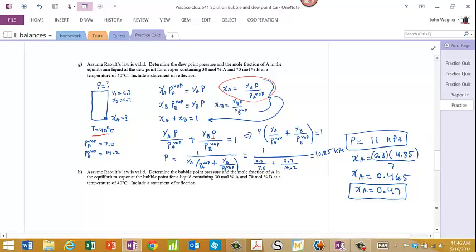We also can say that we would have to increase the pressure to 11 kilopascals to form the first drop of liquid. If we were at any lower pressure than 11 kilopascals, we would have all vapor.